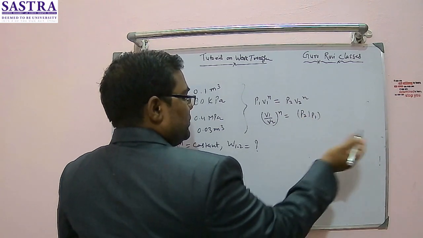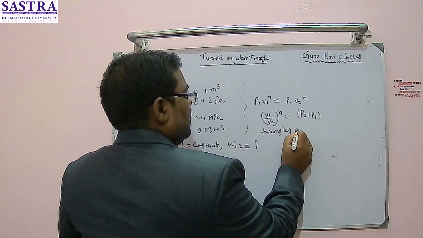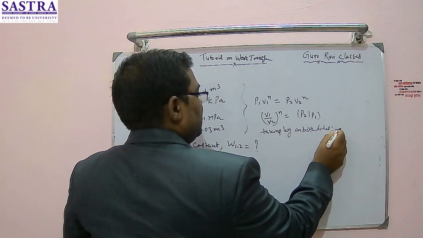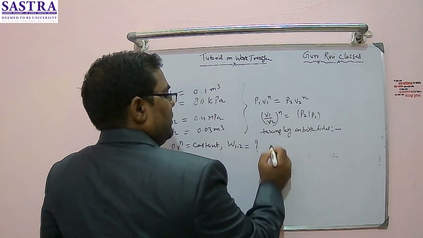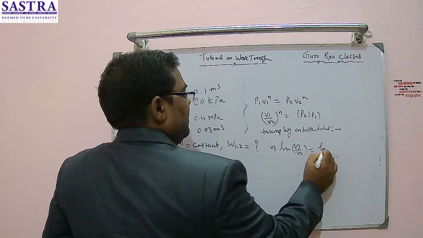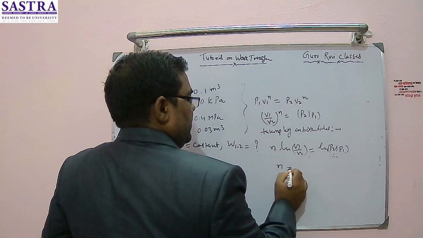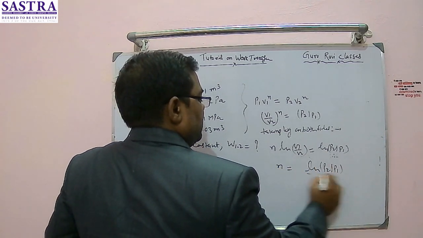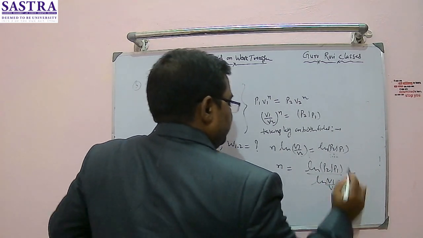Take log on both sides. Why are we doing this? Because we don't know the polytropic index value. So if you take log here, n ln of V1 by V2 is equal to ln of P2 by P1, so n is equal to ln of P2 by P1 divided by ln of V1 by V2.